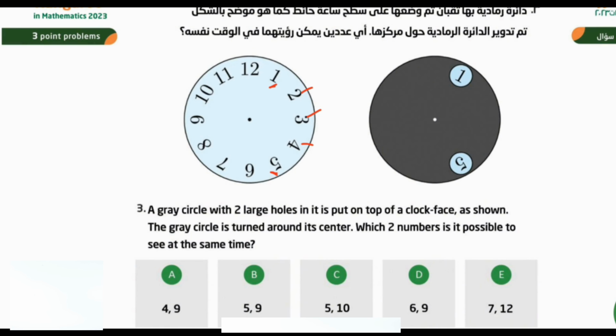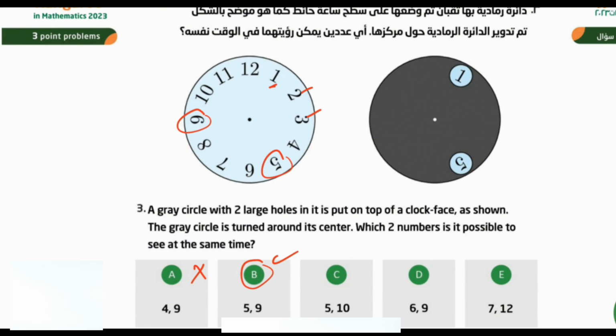So let's check the answers. Now in this answer, 4 and 9. How many numbers do we have in between? We have 4 numbers, so this one cannot be correct. And in the second one, we have 5 and 9. Between 5 and 9, we have 3 numbers, so this one is the correct answer.